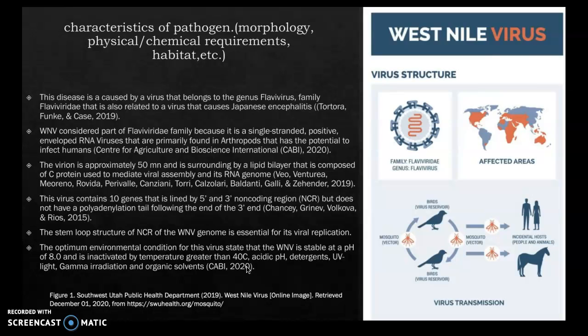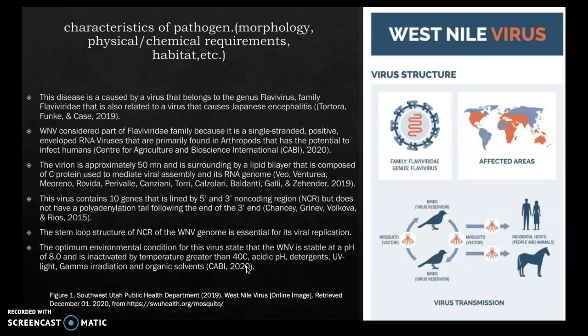The virion is approximately 50 nanometers and is surrounded by a lipid bilayer that is composed of C protein, which is used to mediate viral assembly, and its RNA genome. This virus contains 10 genes that are flanked by 5' and 3' non-coding regions, but does not have the polyadenylation tail at the 3' end. The stem-loop structure of the viral genome is essential for its viral replication.